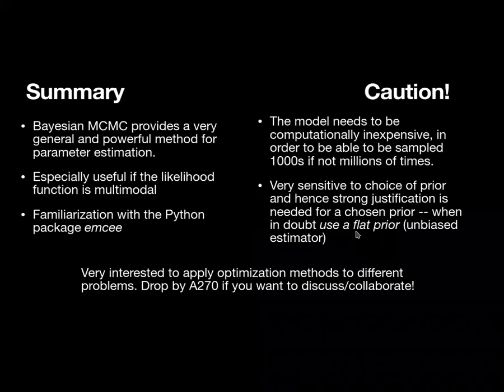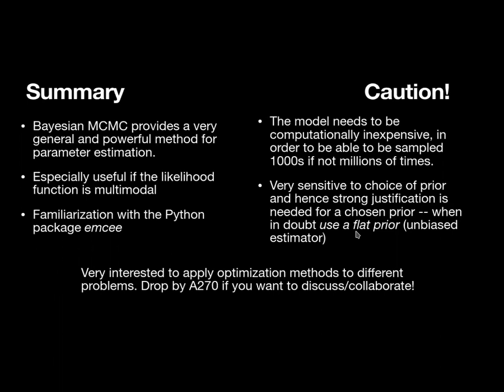So just to summarize, the Bayesian MCMC provides a very general and powerful method for parameter estimation. And it's especially useful if the likelihood function is multimodal. That is, if there are multiple minimum points, if there are degeneracies in the model that you would like to understand. And I had a small demonstration through which you're now familiar with the Python package emcee.